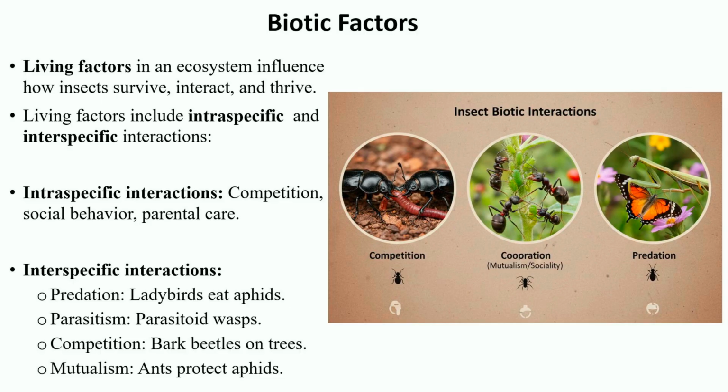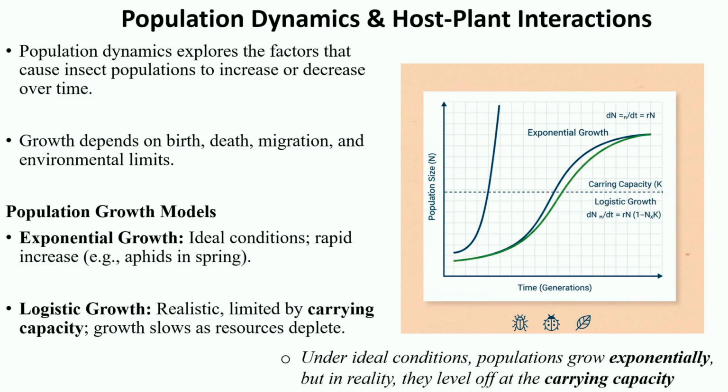Intraspecific interactions are interactions within a species for competition, social behavior, or parental care, for example. Interspecific interactions are interactions that exist between species, like predation, parasitism, competition, and mutualism. The other important topic that we are going to deal with in our course is population dynamics and host-plant interactions.